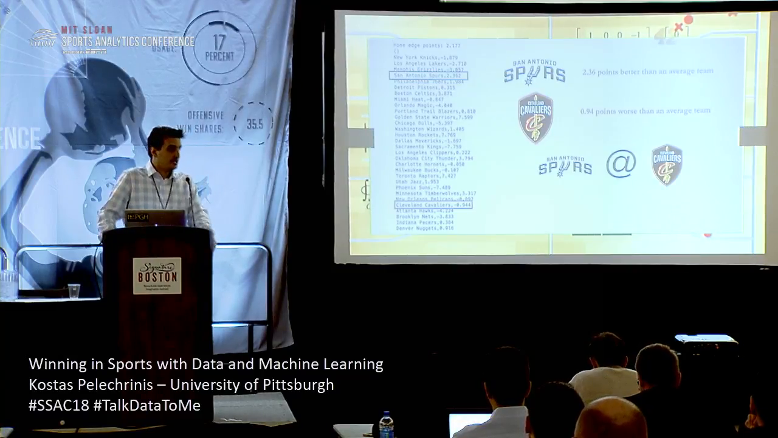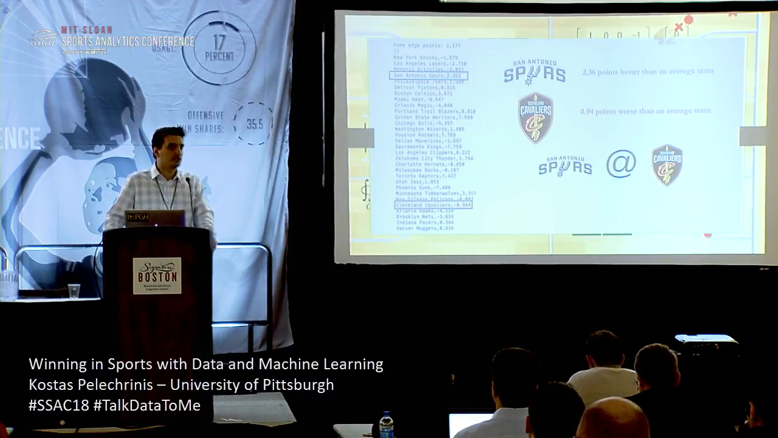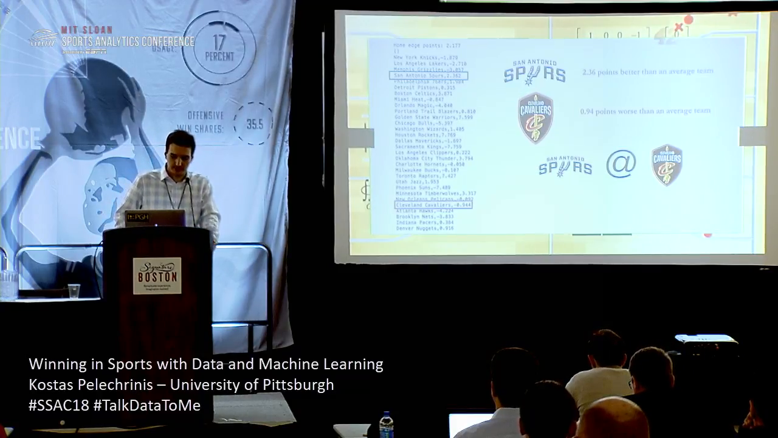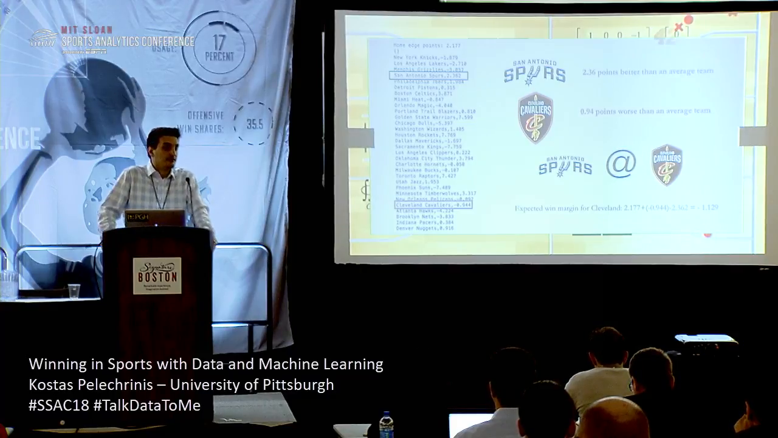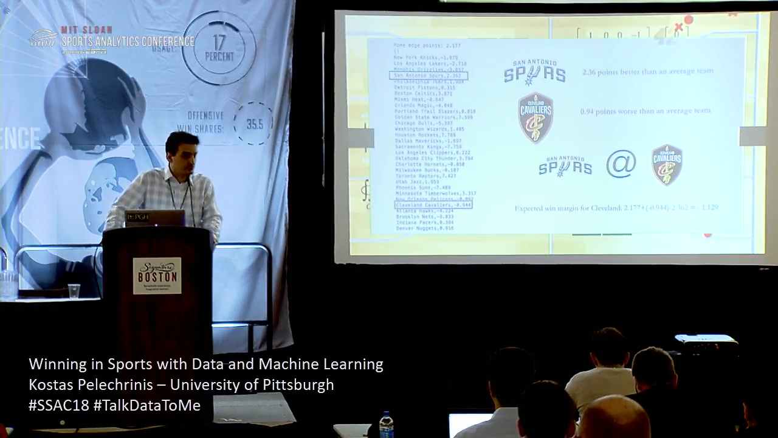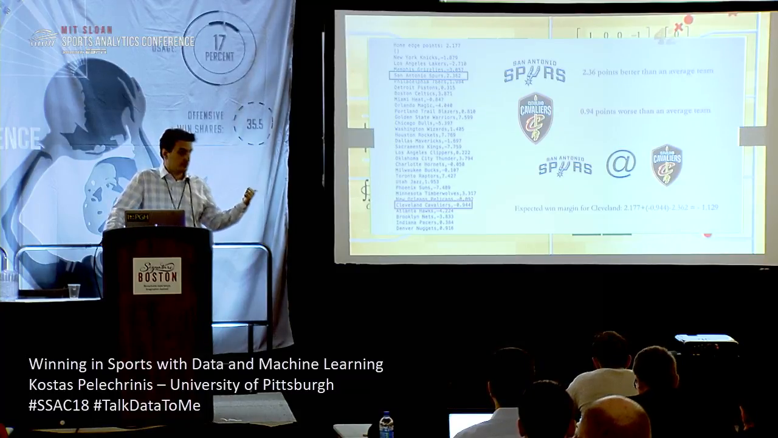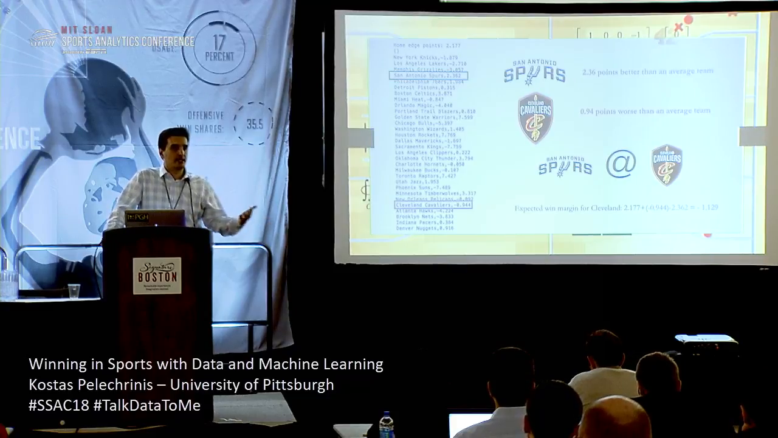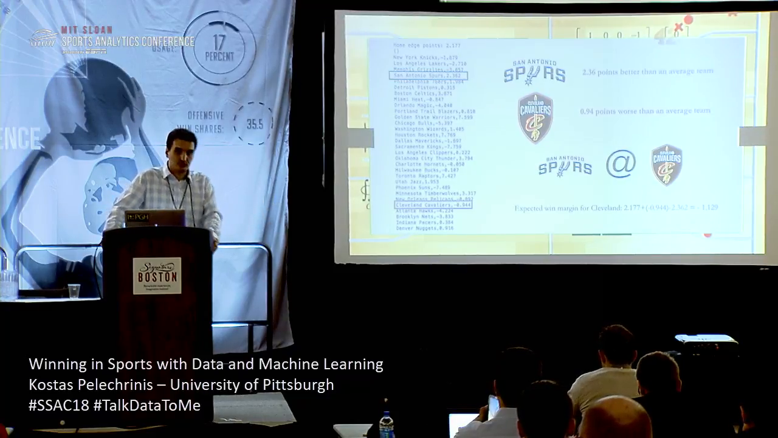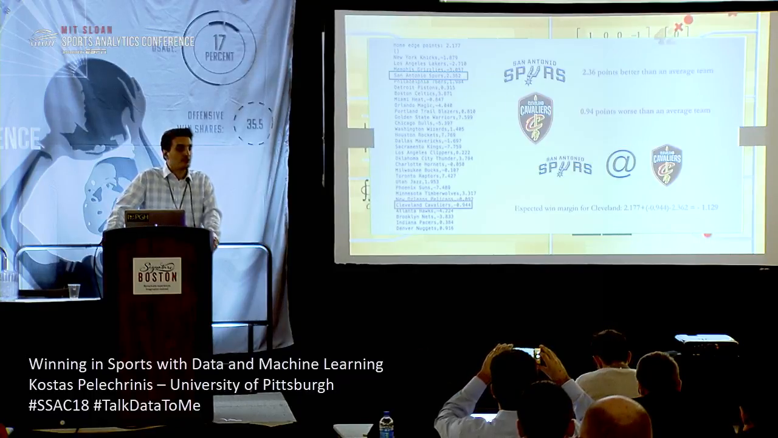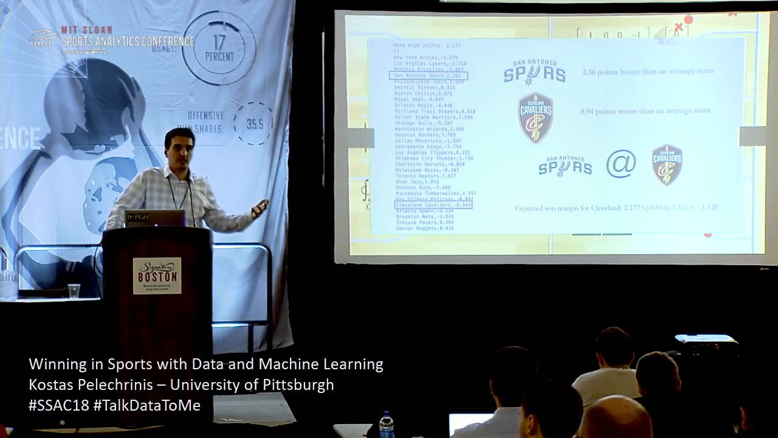So the way you can use these ratings is, let's say San Antonio was playing at Cleveland, you could use these ratings to get an expectation of the point differential between the two teams, right? So in this case, if Cleveland is playing at home, it will get an extra 2.2 points because it's the home edge, plus their own rating, which in this case is negative, minus the rating of the visiting team, in this case 2.36, right? So all of this gives you a negative value, which means that the favorite in this game would have been San Antonio by 1.1 points.